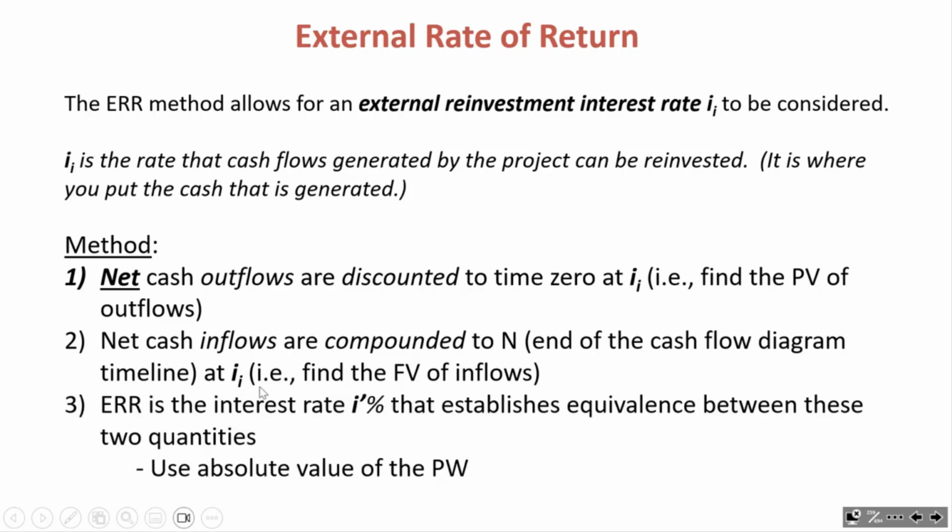Now, what's unknown, the external rate of return, is the interest rate that brings equilibrium between the inflows, which are compounded to the future, and the outflows, which have been discounted to the present. The external rate of return is what you're solving for to find the balance between the two.